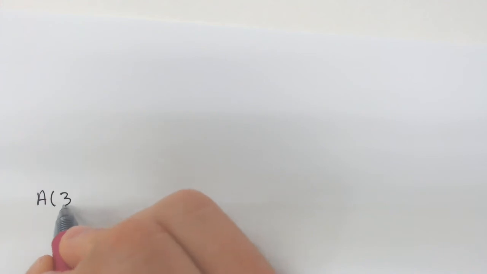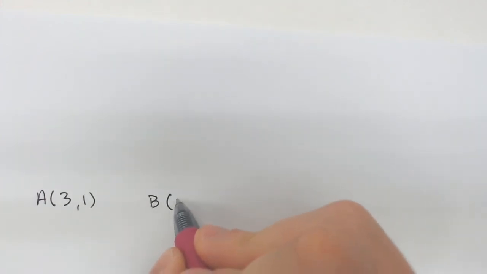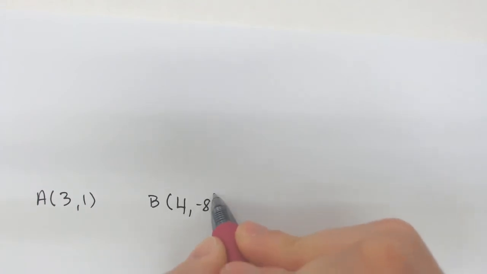So what would that actually look like on paper? Well, on paper, it could be given to you in one of 3 formats, but really it's just one of 2. And that would be, they could give it to you as a set of coordinates. We could call them a set of coordinates A, B. 3, 1 would be A. And B, I am going to make 4, negative 8.